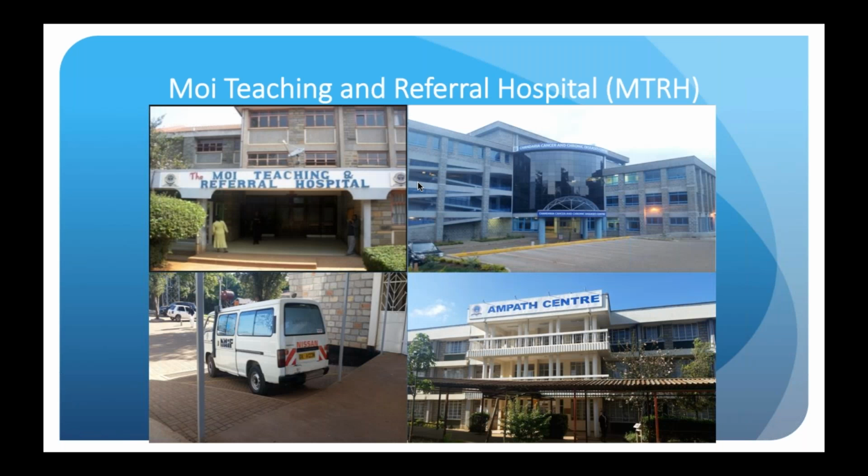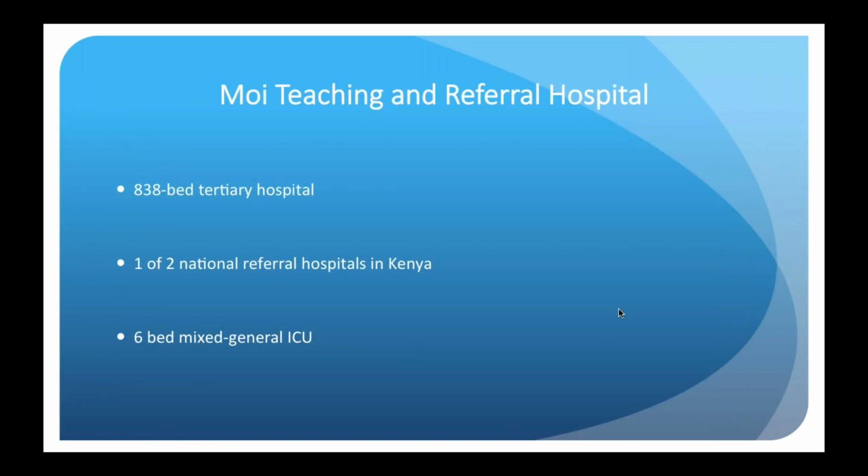So this is a hospital there. This is Moi Teaching and Referral Hospital in Eldoret, Kenya. The AMPATH building, you can see here, is an organization that was initially founded to help with the HIV epidemic. But this referral center is the second largest national referral hospital in Kenya, the other one being Kenyatta.